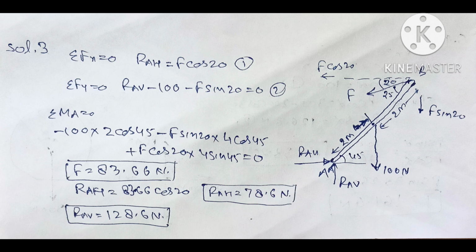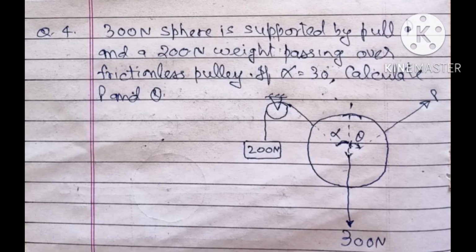So it will give you the value of F as 83.66 Newton. Now once you have calculated the value of F, you can calculate the value of RAH and RAV by putting the value of F in equation number 1 and equation number 2. So in this way you will get RAH as 78.6 Newton and RAV as 128.6 Newton. Now let's see the last question.